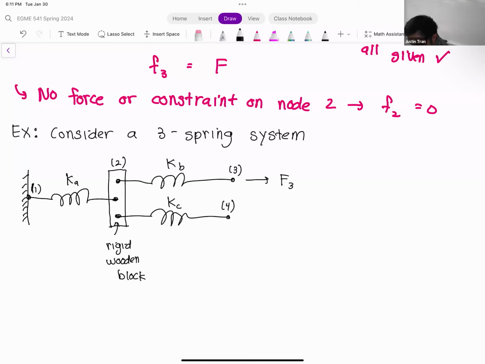All right, so we're going to assume that we have a tensile force, F3, being applied at node 3. And we're going to have a compressive force, F4, being applied on node 4. Okay. So F3 is going to the right, applied on node 3. F4 is going to the left, being applied on node 4.